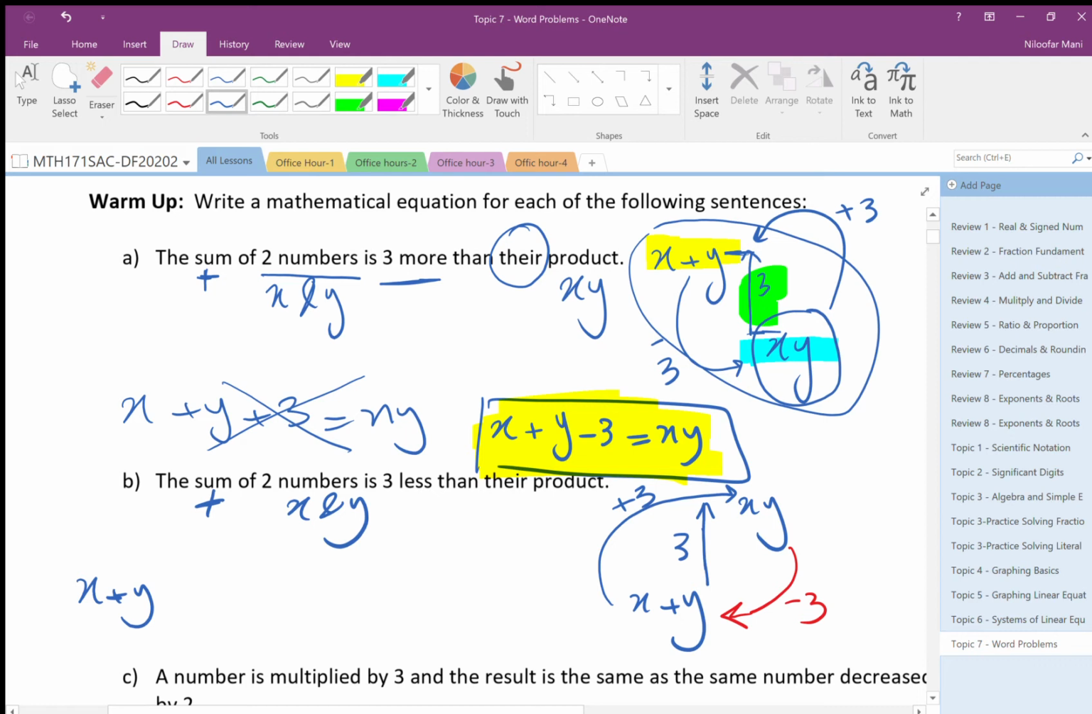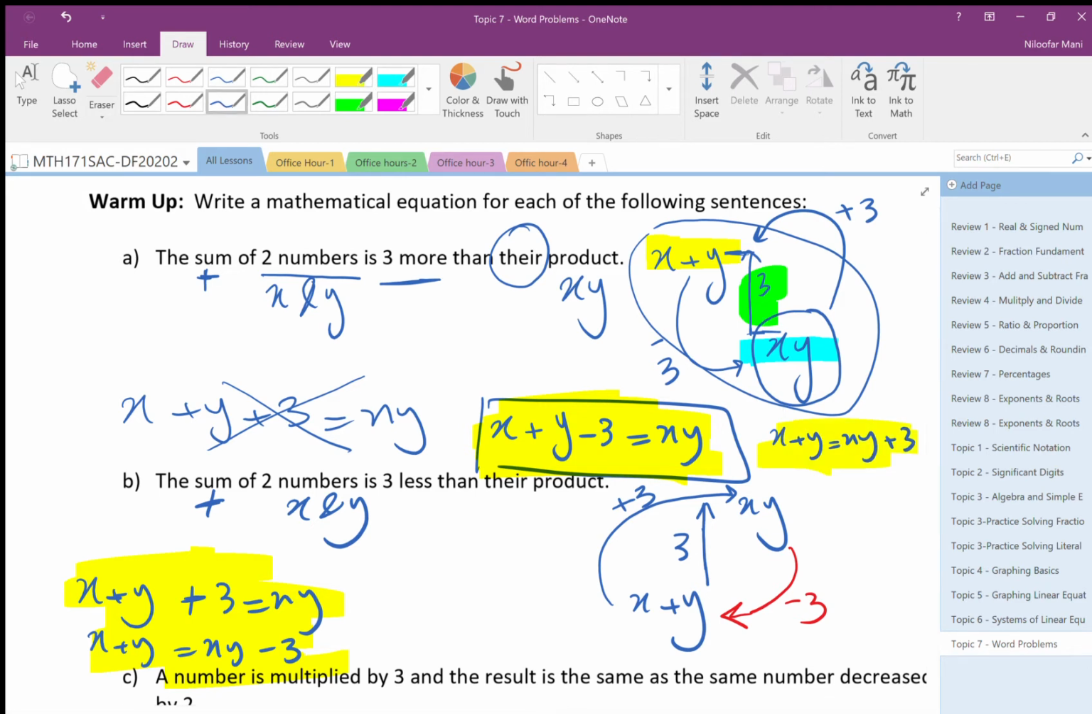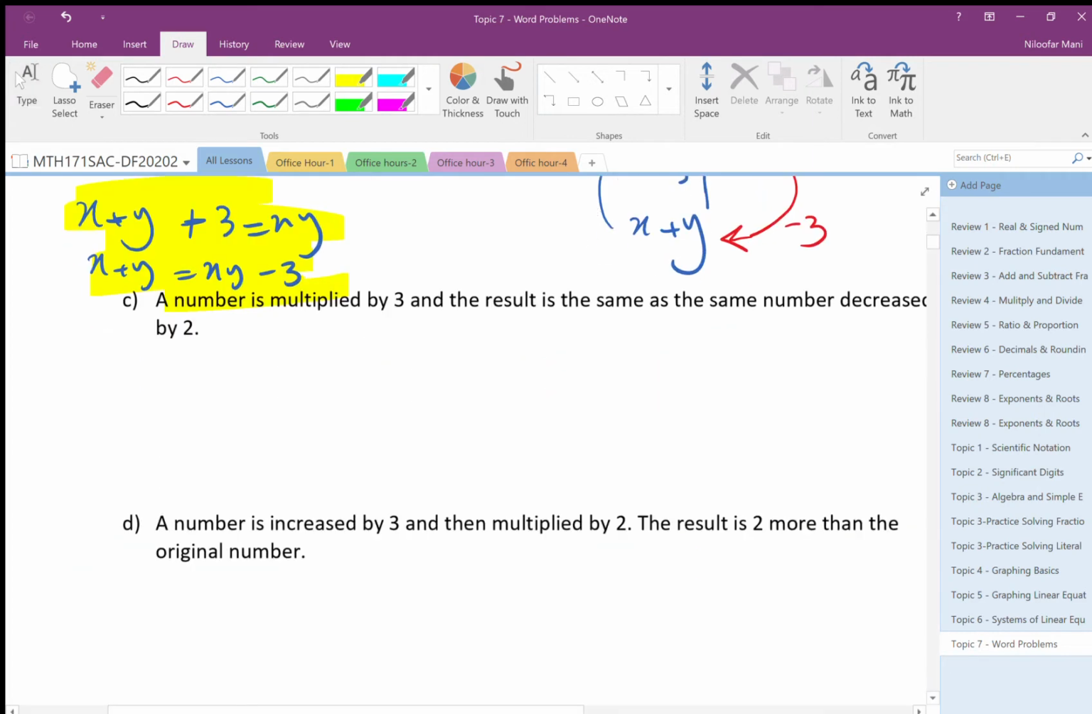So then I can say x plus y is less than, so x plus y plus 3 is xy, or x plus y is xy minus 3. Both of them are correct. For the other one, yes, I can say x plus y is xy plus 3. Both of them are correct. Now I go to the next one.